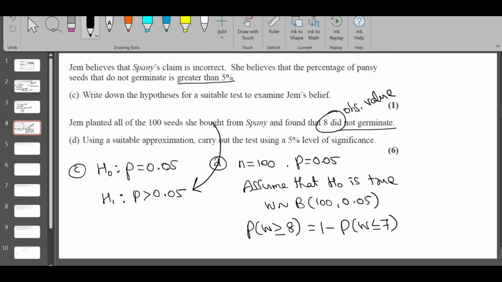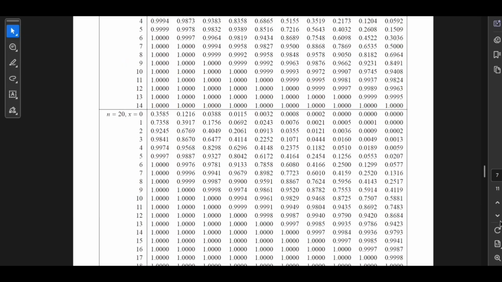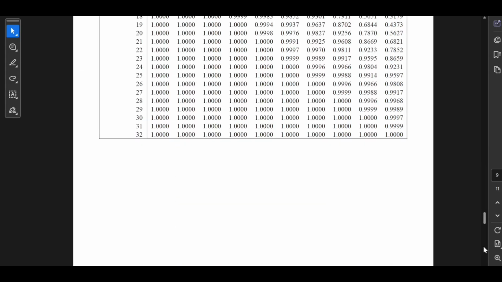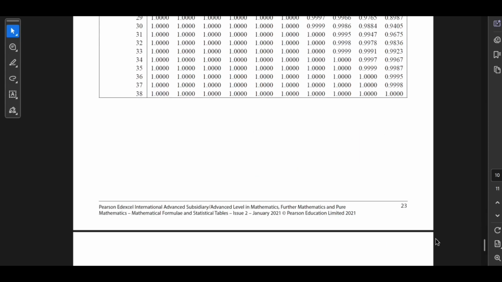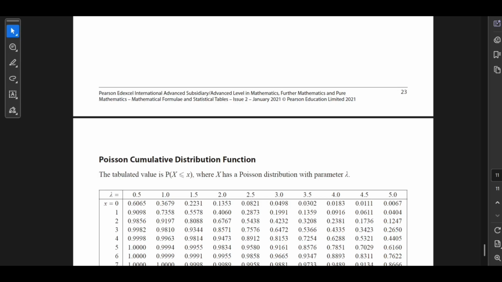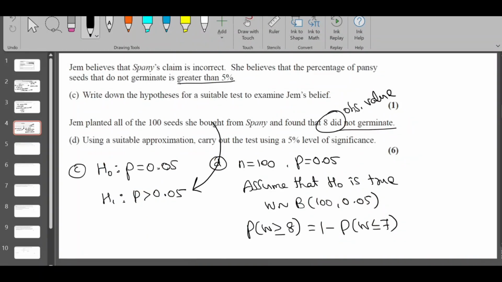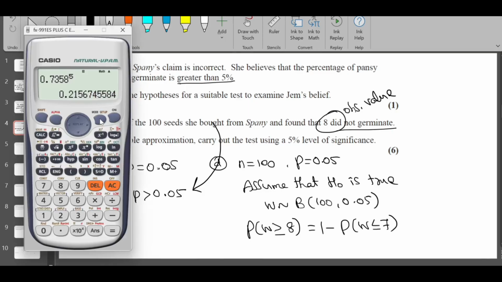100 is not in the table. So is it there? We have 50. Yep, 100 is not there. So I'm going to use a calculator now. Go to distribution, binomial CD, number 2. The value of X is 7. The value of N is 100.